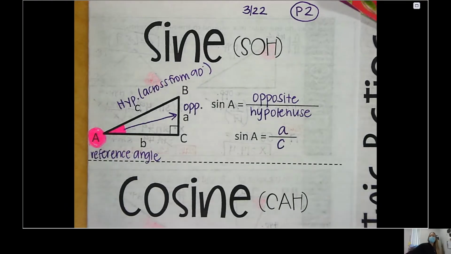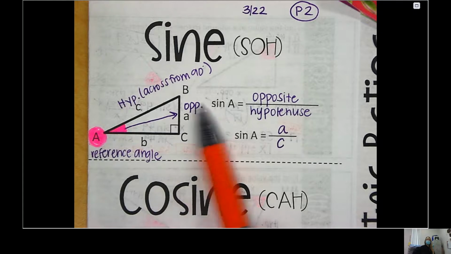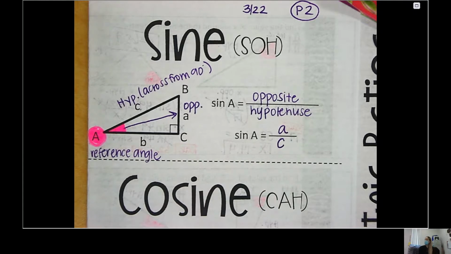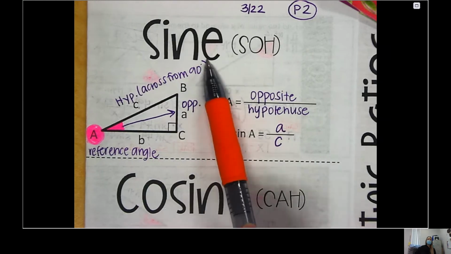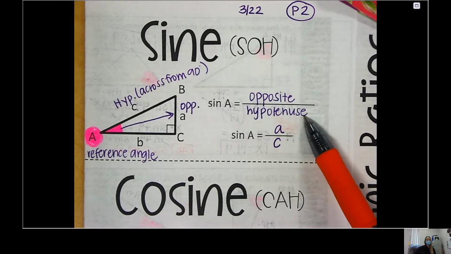The first ratio was the sine, and in that sine ratio, we took the opposite side from my reference angle, so the one that was across, and we divided it by the hypotenuse. Who remembers what the hypotenuse is? Or where is it located? Across from the 90 degrees. Good. So hypotenuse is always across from the 90. So we use the sine when we're doing the opposite divided by the hypotenuse.